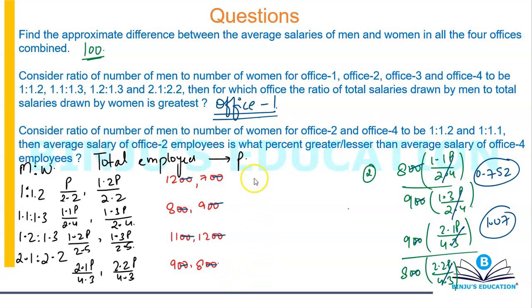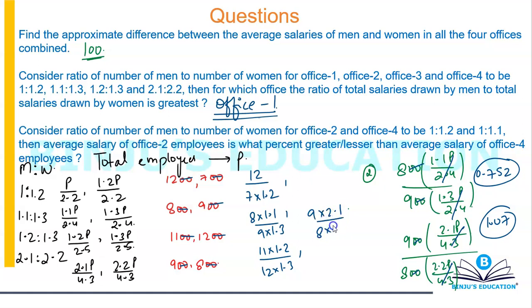I would have simply done 12 into 1 divided by 7 into 1.2. That's it. For second office, it's going to be simply 8 into 1.1 divided by 9 into 1.3. Then for third office, it's going to be 11 into 1.2 divided by 12 into 1.3. And then for fourth office, it would have been 9 into 2.1 divided by 8 into 2.2.